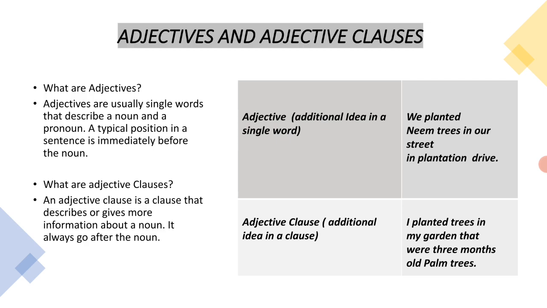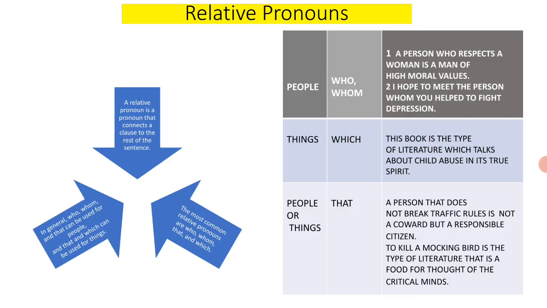Another difference between adjectives and adjective clauses is that of form. Adjectives are single words. Adjective clauses are clauses that give us detailed information about a noun, as we have seen in this example. One more point that I want to make clear to you all is that adjective clauses always begin with a relative pronoun. Now, what are relative pronouns?